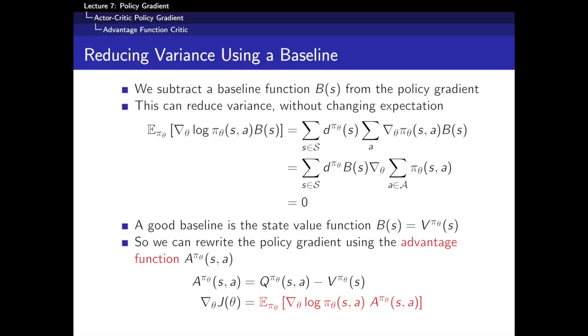So the first trick, and perhaps the easiest and best known trick, is to reduce variance using what's called a baseline. The idea is to subtract some baseline function from the policy gradient. And this can be done in a way that doesn't change the direction of ascent. In other words, we can reduce the variance of our estimator without changing the expectation. So what we're going to do is subtract off some term which looks like this from our policy gradient. Our policy gradient was the score multiplied by the value function, and we're going to subtract off the score multiplied by some baseline function.